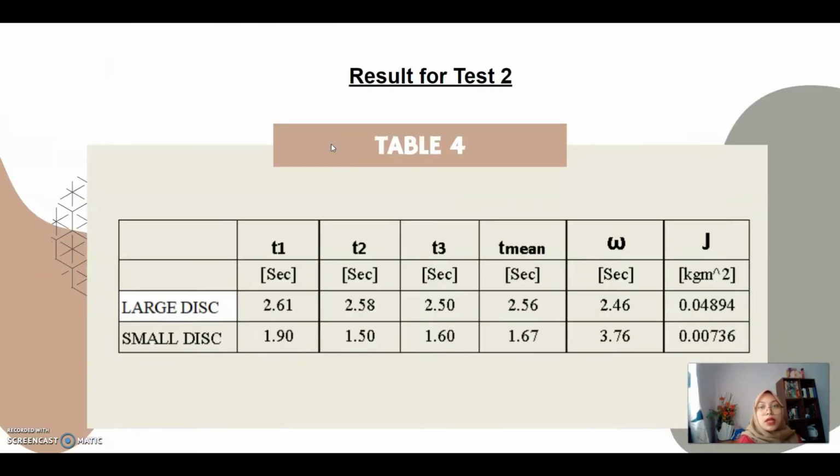And lastly, table 4 is the result for test 2. The test 2 result we got from our lecturer. That's all from me.